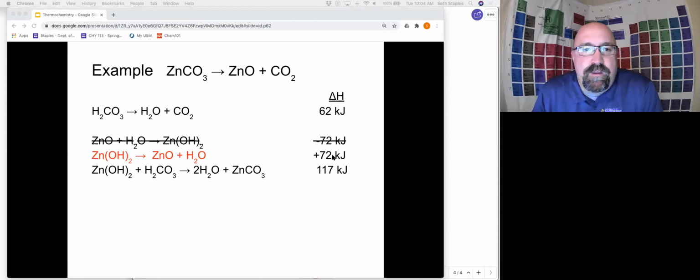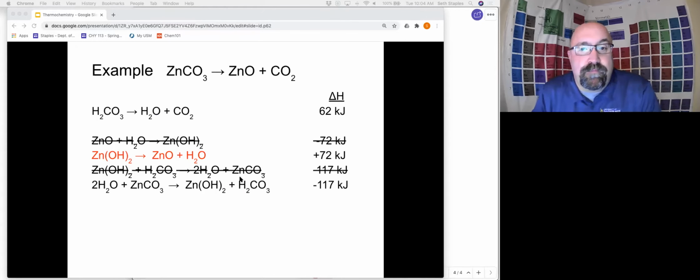Another thing that we notice is our zinc carbonate we want as a reactant, but it's in our equations as a product. So we'll go ahead and flip that one as well. So we're going to flip that one and we're going to reverse our enthalpy. And so let's take a look and see where we're at at this point. We can see that we have H2CO3 as a reactant and as a product. So that could be crossed out.